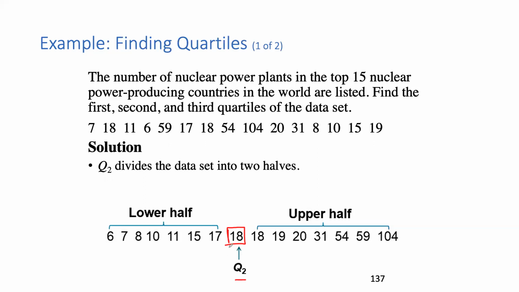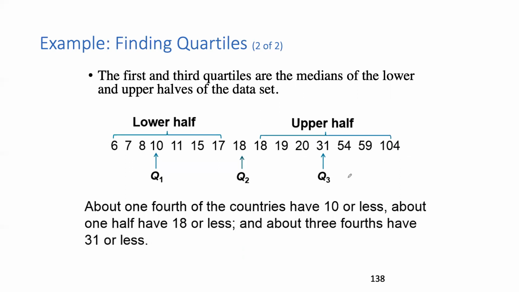So now we've broken the entire data set into 2 equal halves, one called the lower half, one called the upper half. In order to break these into halves, I need to find the median of the lower half and the median of the upper half. The median of the lower half here is 10, and this is what we call quartile 1, because it is the middle entry of the lower half: 6, 7, 8, and then 10, then 11.5, 15, 17. So that's Q1. And then this is Q3. The entry which breaks the upper half into 2 equal halves is 31. So this is Q1, the first quartile, Q2, the median of the data set, and Q3, the median of the upper half of that data set. Okay?